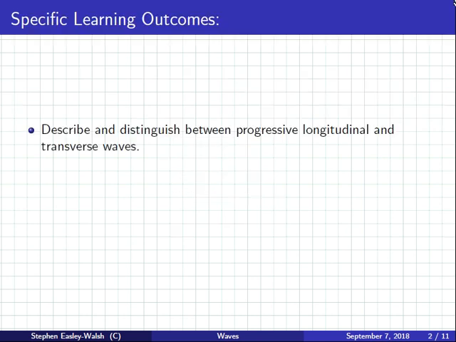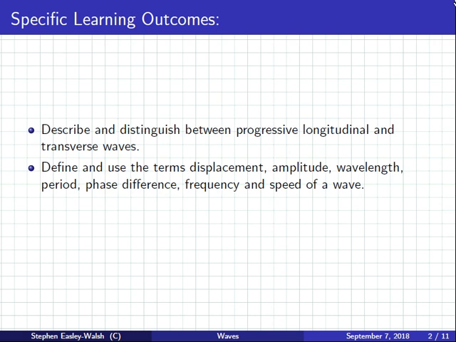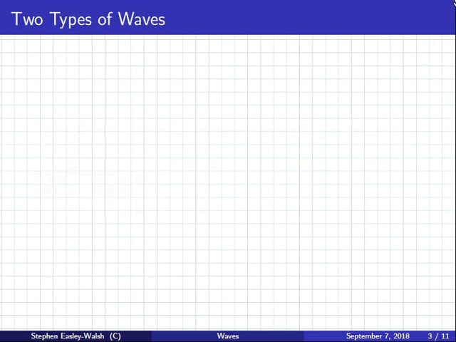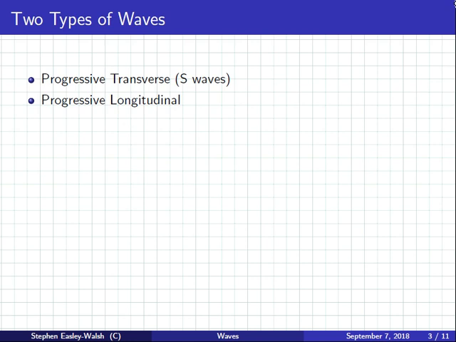Okay, so a couple of things to look at. First thing is that there's two types of waves. Progressive transverse, also called S waves, and progressive longitudinal, also called P waves. In the exam, they tend to use these words, transverse and longitudinal, but in some books they call them S and P. Here we call them transverse and longitudinal waves.